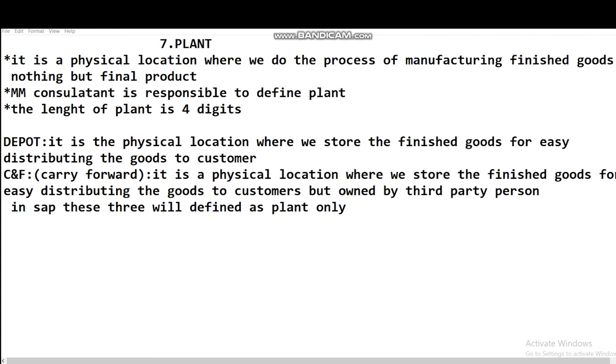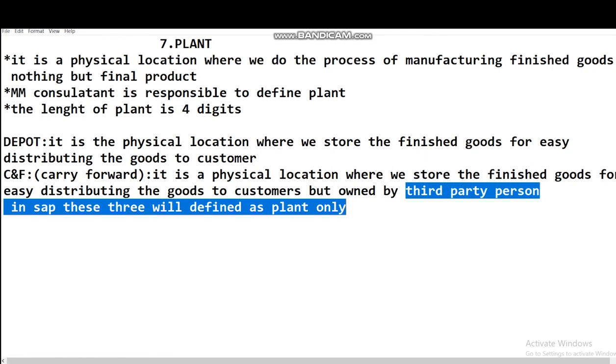And what is C&F? C&F full form is carry forward. It is a physical location where we store the finished goods for easy distribution of the goods to customers, but owned by a third party. Please remember this: owned by a third party.